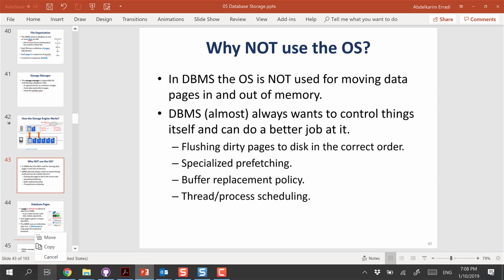For example, here, in the buffer replacement policy, when we read some pages into the buffer, which ones do we eject first? The operating system will have no clue, because it doesn't know which ones have been used before, or which ones are more likely to be used in future queries. But the database has some knowledge that it can make use of to make better decisions in terms of buffer management.